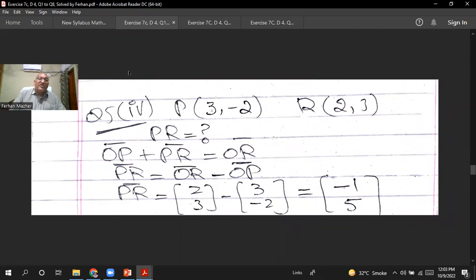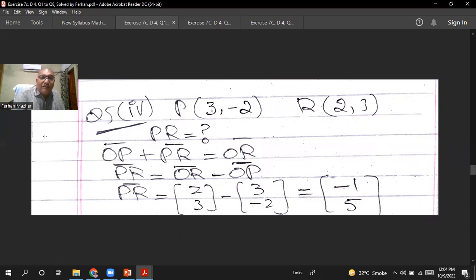And I know the coordinates of R, so it means I know the position vector of R, that will be OR, with coordinates 2, 3 in column vector form. Upstairs you write x, and downstairs you write y. So the formula for PR: because the starting point in this vector is P, OP will come at the start on the left side. So OP plus PR, because it ended at R, equals OR.